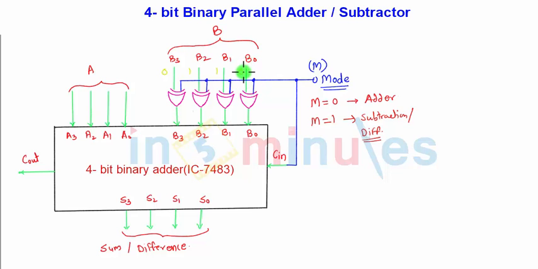So B0 is 0 XORed with 1, the output will be 1. 1 XOR with 1, output is 0. 1 XOR with 1, output is 0. 0 XOR with 1, output is 1. So you can see clearly here the output is inverted. So now the XOR will work.